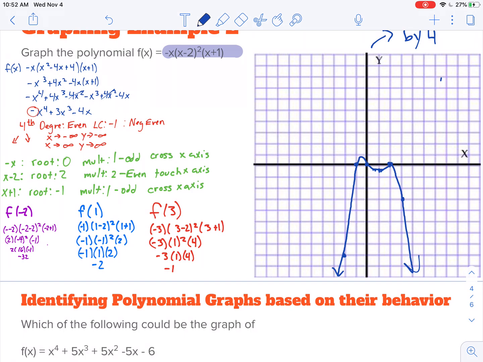I've got roots at 0 and -1, both of which cross the graph, and based on my graph here, they are both crossing. I've got a root at +2, which is touching the graph, and that makes sense.